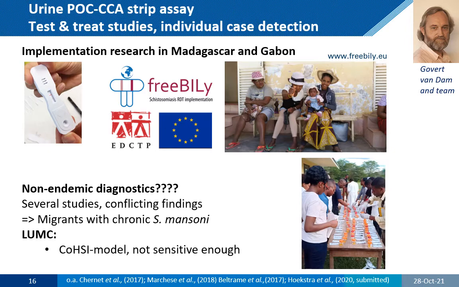The performance of the POC-CCA test to diagnose imported infections in non-endemic regions, so for travel medicine, is somewhat debated because of conflicting results. The test seems helpful for the detection of chronic schistosomiasis in migrants, but again with a major limitation for implementation in routine diagnostics in Europe, because it seems only to be suitable for Schistosoma mansoni. And the controlled human infection model convincingly showed that the test is not sensitive enough to detect very light S. mansoni infections, so up to 30 cercariae, and therefore the test is not suitable for short-term travelers.